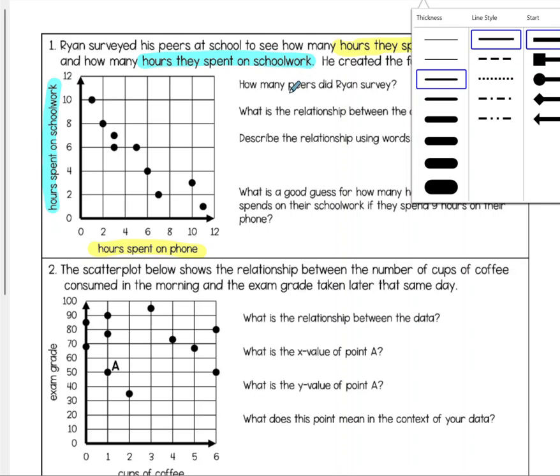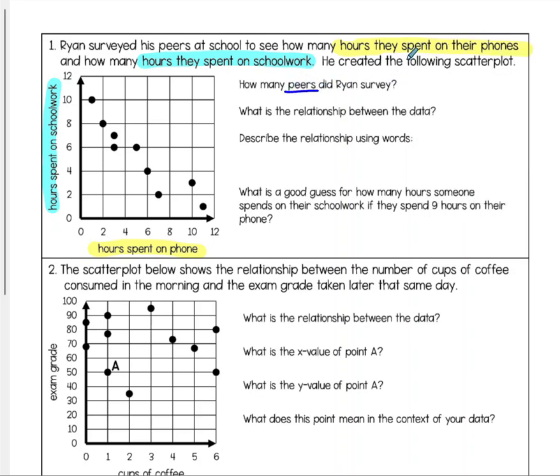How many peers, so how many people did he survey? Well, since each one of these points represents an answer from one of his friends, that means he did one, two, three, four, five, six, seven, eight, 9 people. So he surveyed 9 people. Okay, so those are just the number of points.